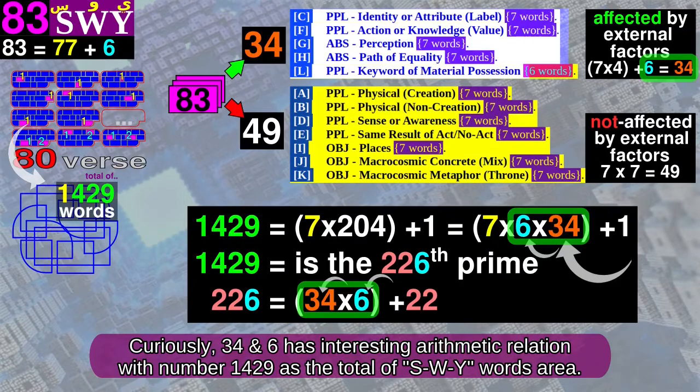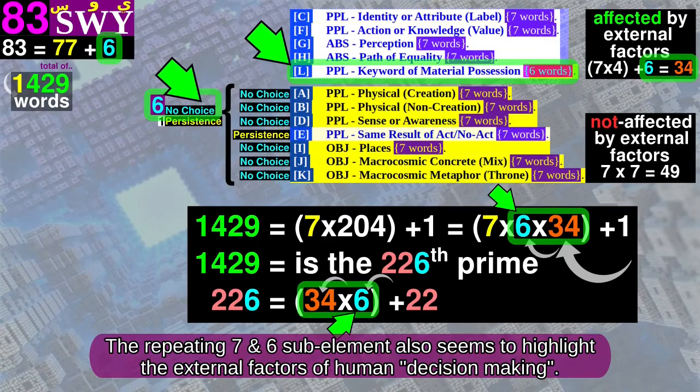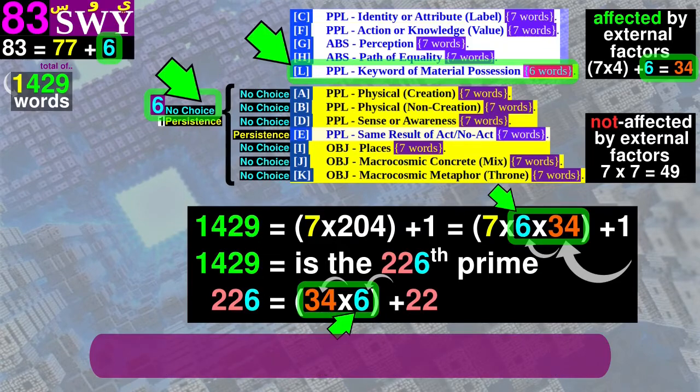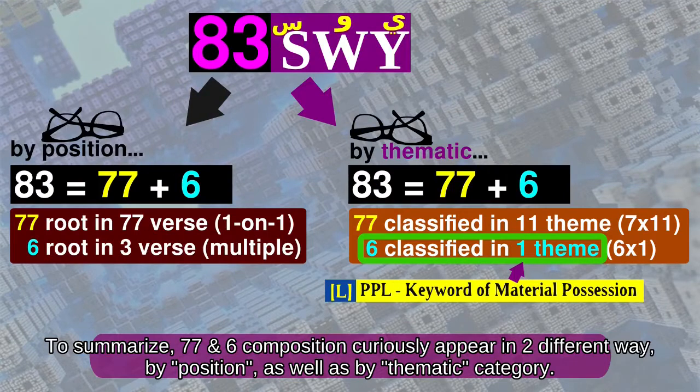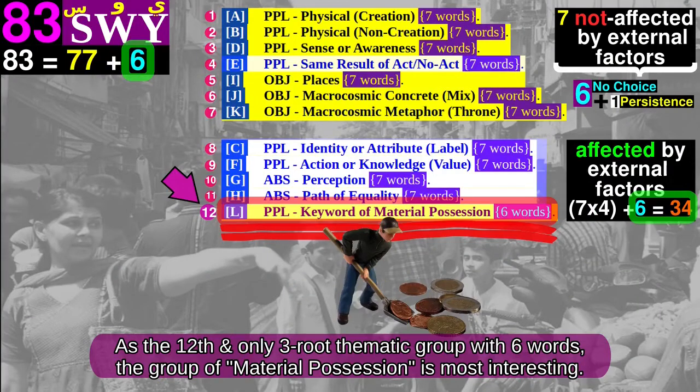Curiously, 34 and 6 has interesting arithmetic relation with number 1429 as the total of SWY words area. The repeating 7 and 6 sub-element also seems to highlight the external factors of human decision-making. To summarize, 77 and 6 composition curiously appear in 2 different ways, by position, as well as by thematic category. As the 12th and only 3 root thematic group with 6 words, the group of material possession is most interesting.